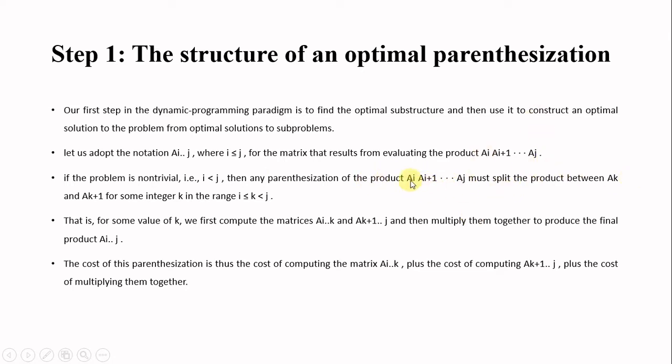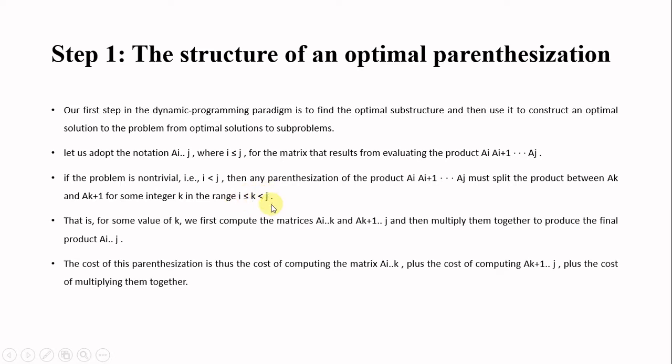Okay, so we have Ai+1 to Aj. We should define a split at k, so Ak is used to split. The first subproblem will be Ai to Ak, then Ak+1 to Aj, and we say that this k ranges from i to j minus 1. So that is i less than or equal to k less than j.